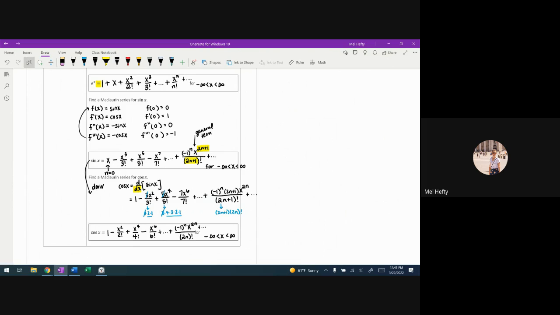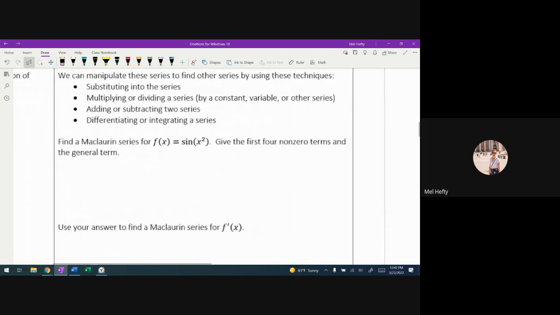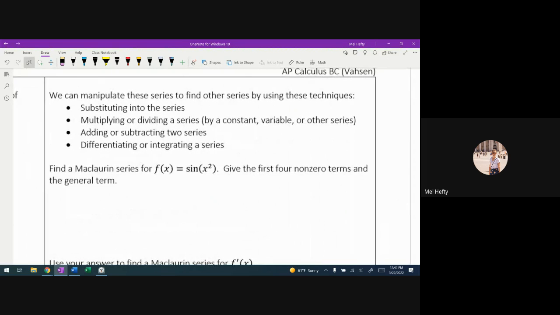Yeah, Sydney. Yeah, so there are lots of really cool things you can do to combine these series. So what we're going to spend the rest of our time doing is trying to combine these series in fun ways. So what can we do to manipulate these series? Well, we saw at the end of the 9.1 notes, we saw how we could substitute something in the series, and we're going to continue to do that.